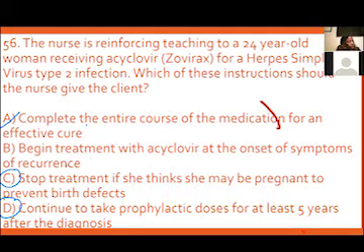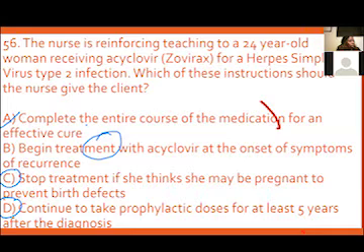Okay. All righty. And I'm going to keep an eye on this one. Stop treatment if she thinks she may be pregnant to prevent birth defects. What do you think? That's not a confirmation that she's pregnant. That's if she thinks. But maybe after the confirmation, maybe, but she just thinks, it's not accurate. She doesn't have any proof she's pregnant.